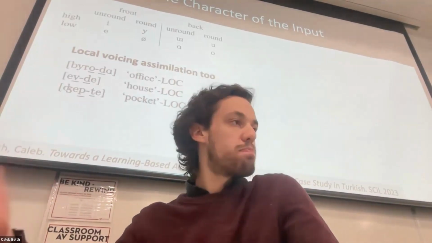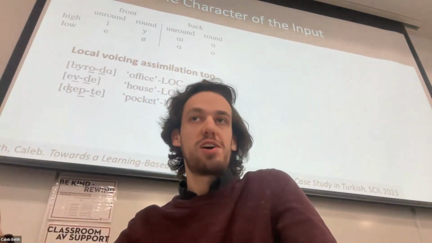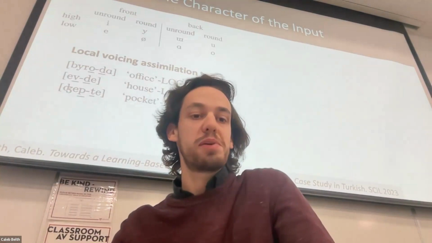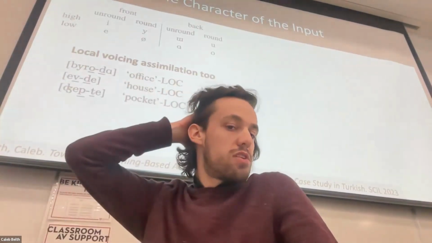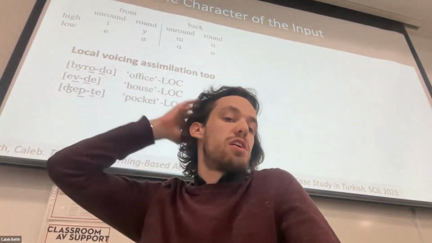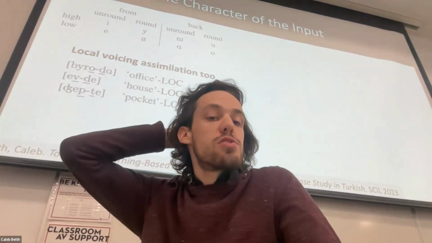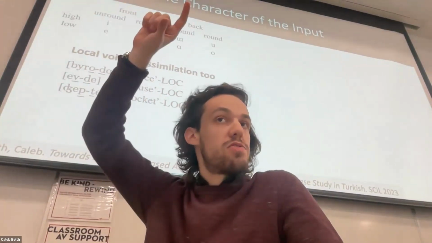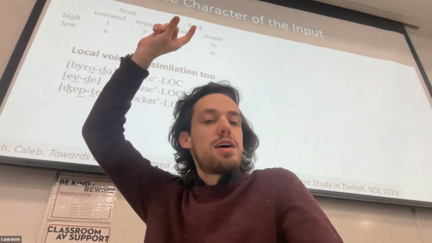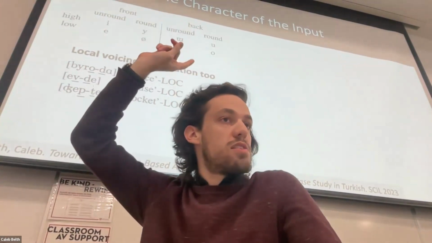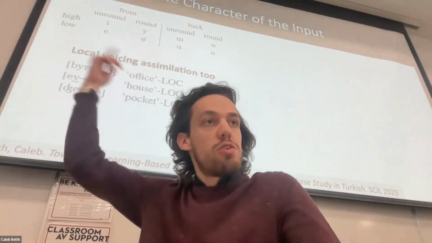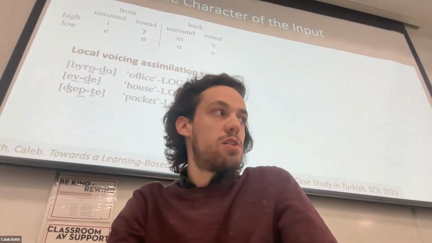And then there are, of course, lots of other processes going on in Turkish as well, not just vowel harmony. One example shows up in the locative suffix, where there's an alveolar stop at the beginning of the suffix that assimilates in voicing to the segment to the left, while the vowel also harmonizes in backness.